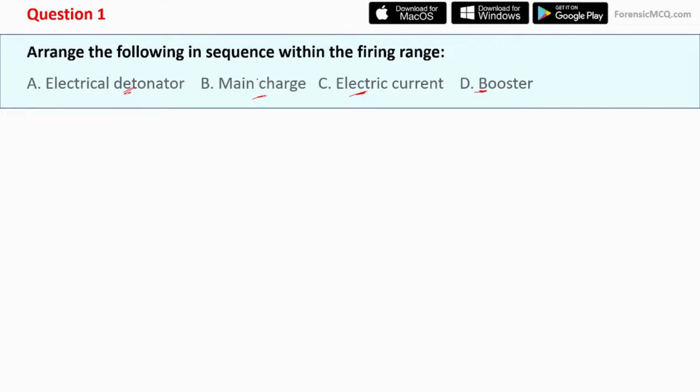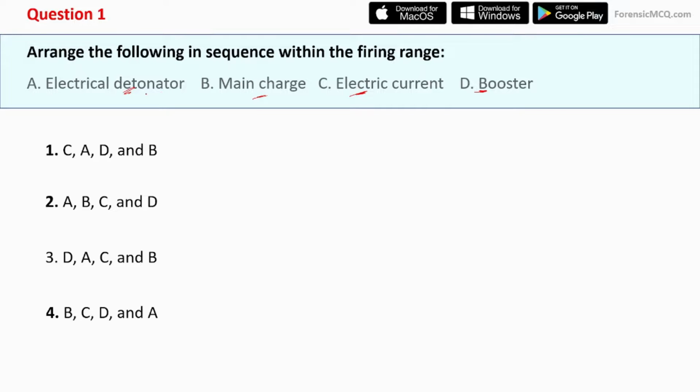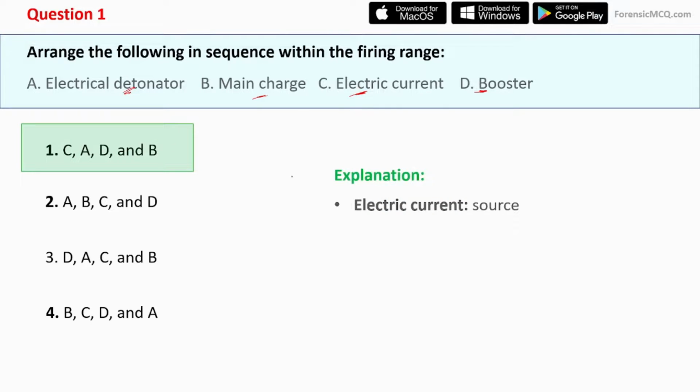So let's move to the options. As you know, the first is the electric current, which is option C, followed by A, D, and B. So the correct answer will be C, A, D, and B. Let's move to the explanation part.